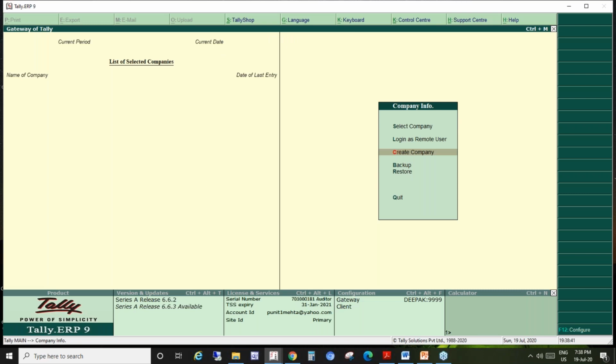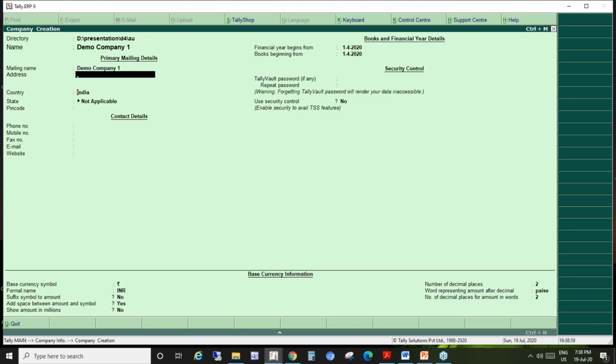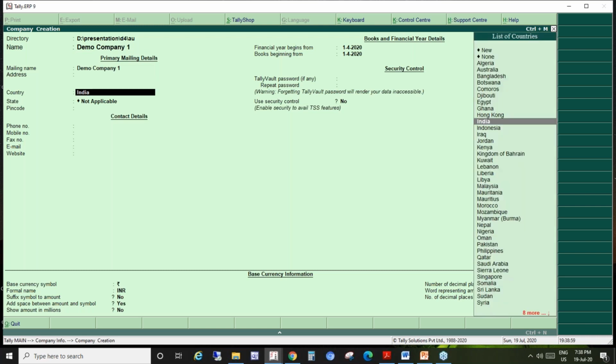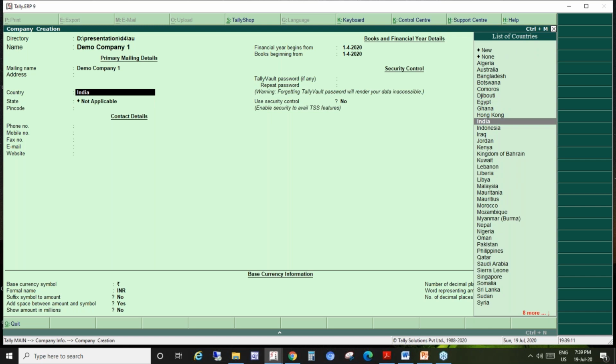I'll create one demo company. Why would I create one demo company? Because the basic concept of currency starts from the creation of the company only. In the list of countries, we all belong to India, and currently probably all the participants are from India. That's my presumption. So we would normally select India.